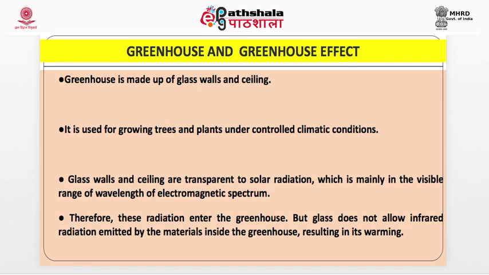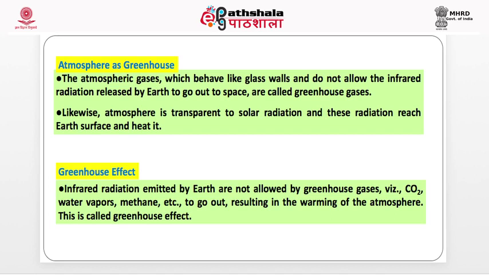So, what happens? When the solar radiation comes to the greenhouse, it is allowed to go inside. When it goes inside, it heats the interior, and the hot body releases radiation, and these radiations are of infrared type. I will explain later on why it gives infrared radiation only. So, then what will happen? These infrared radiations are not allowed to go out of the greenhouse. Therefore, the temperature in the greenhouse rises. So, this is known as the greenhouse effect.